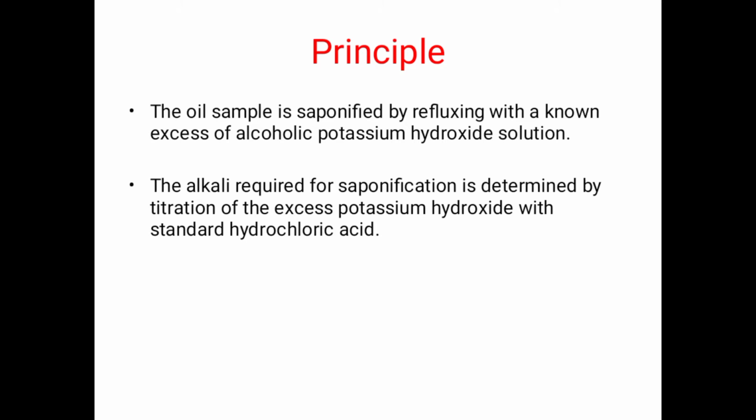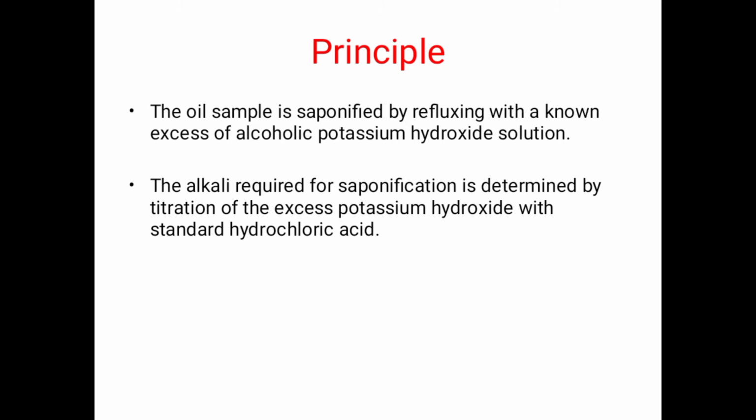The first point in the principle is that the sample, that is oils or fats, is saponified by refluxing with a known excess of alcoholic potassium hydroxide solution. So you have to weigh the oil or fat sample, take a round bottom flask, that is RB, and reflux the sample with a known excess of alcoholic potassium hydroxide solution.